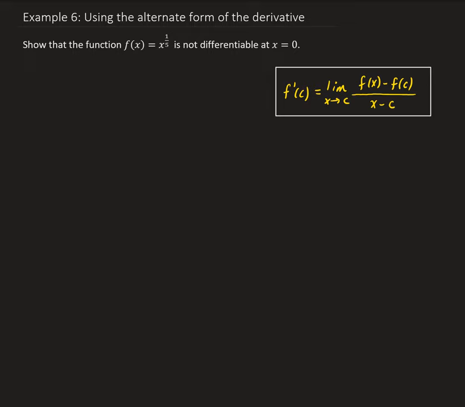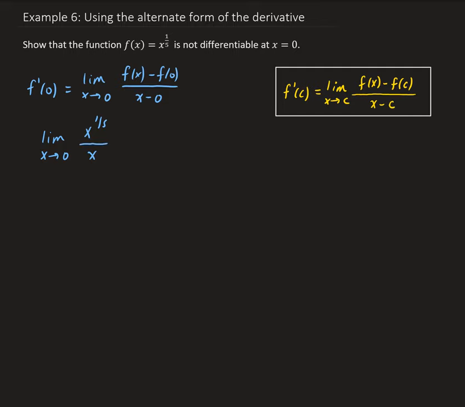We're going to have f prime of 0 equal to the limit as x approaches 0 of our function minus f of 0, divided by x minus 0. So this gives us the limit as x approaches 0 of our function, which is f of x is x to the 1/5, minus the function evaluated at 0, so 0 to the 1/5 is just 0, divided by x.